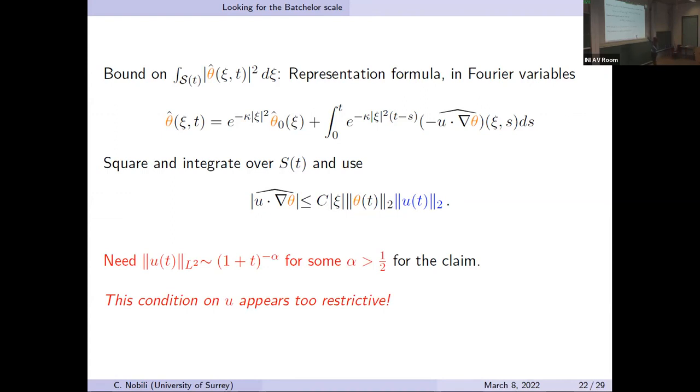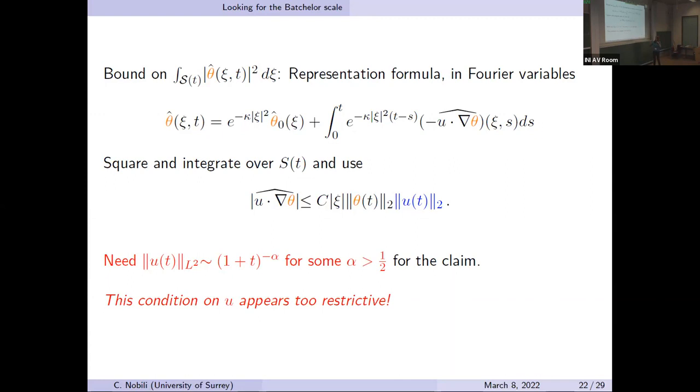But what I want to tell you is that you see that u in L2 appears there. Now, what happens is that we would have to impose a decay of the type (1 plus t) to the minus alpha to get the claim, where alpha has to be bigger than 1/2. So if I don't specify anything and I just use this naive approach, starting from the simple bounds of the heat equation, then I get exactly this result.